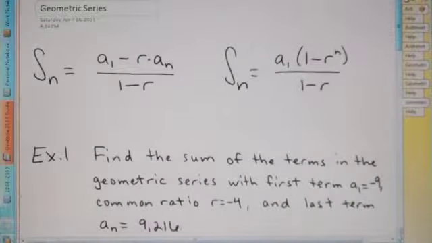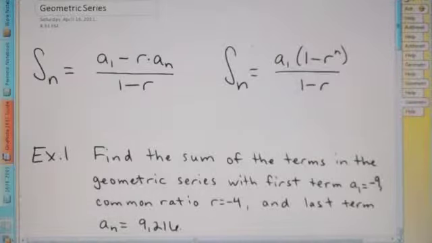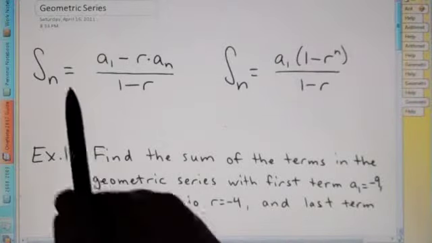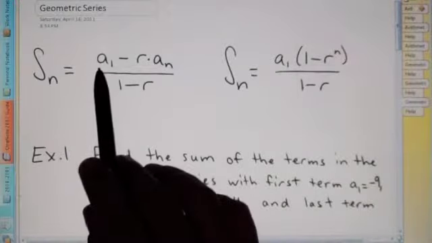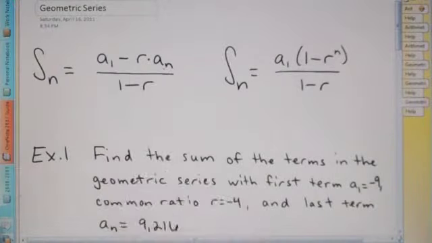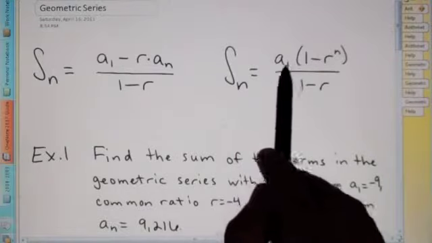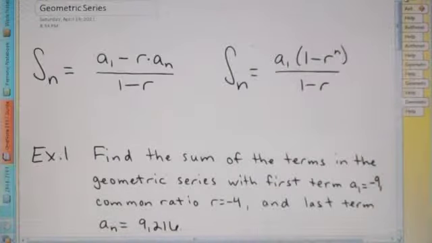Hey, Algebra 2, today we're going to talk about the geometric series. Basically, just like we did arithmetic series, we're talking about the sum of the series that we're going to be given, but we're dealing with geometric. We have two formulas here. One has the first term, the ratio, and the last term, and the second one has the first term, the ratio, and the number of terms. So we have to figure out which one to use.